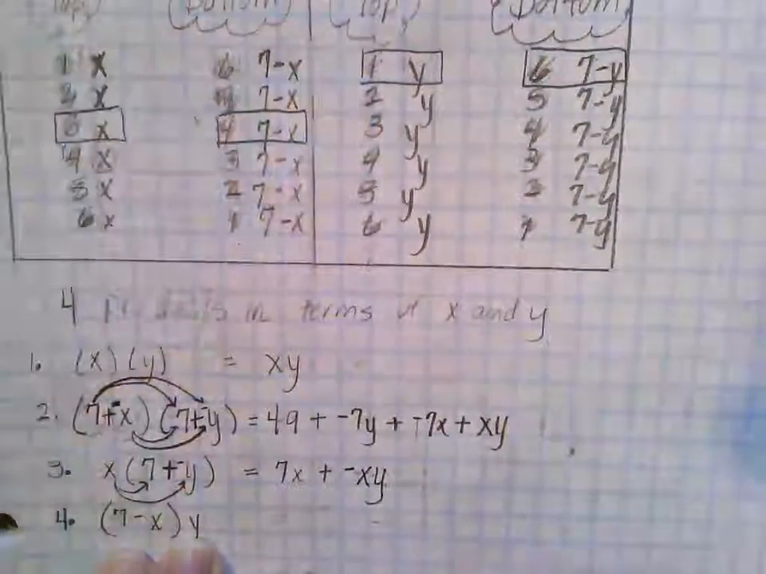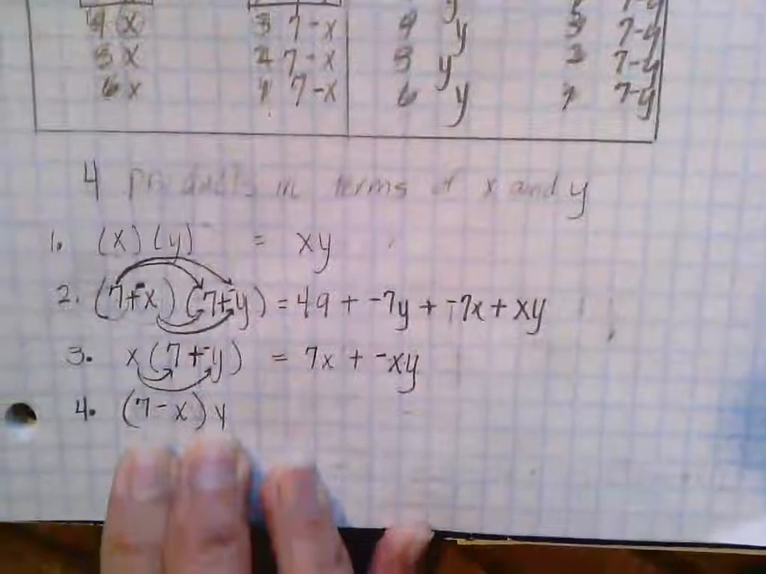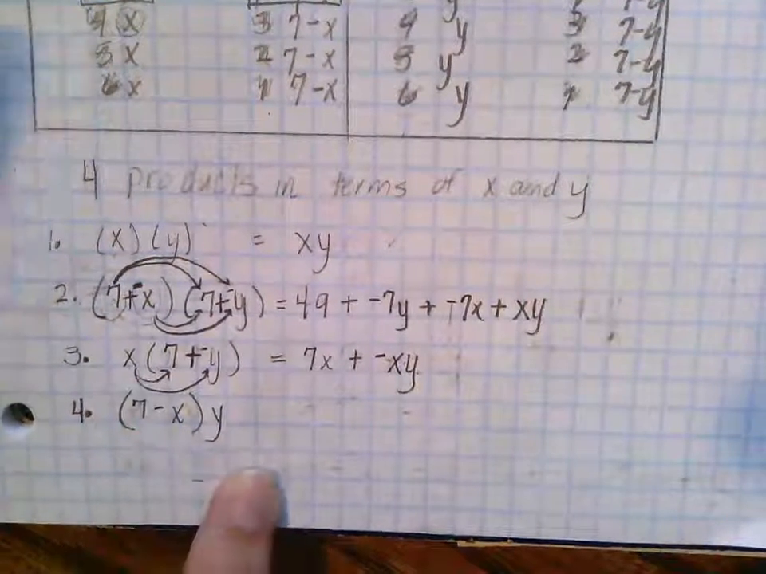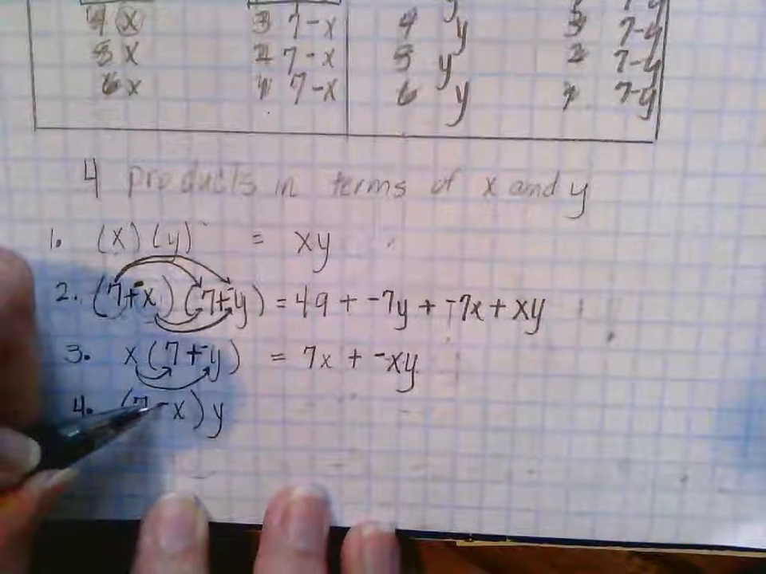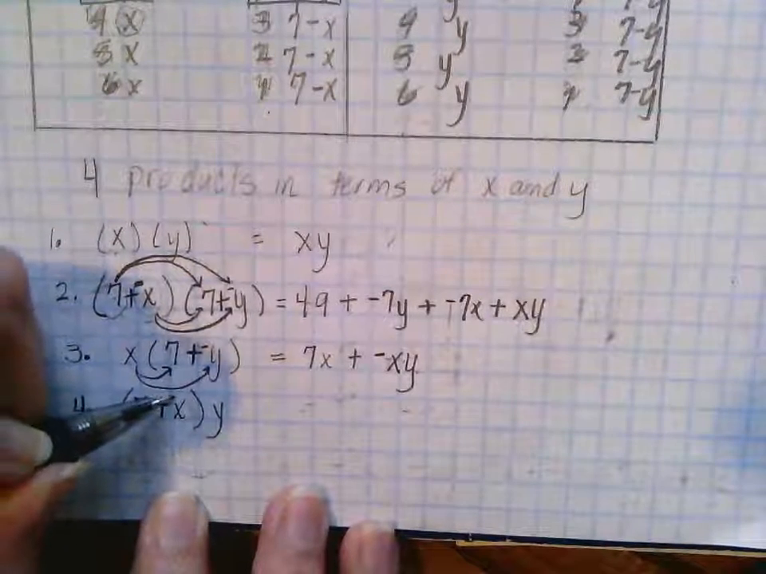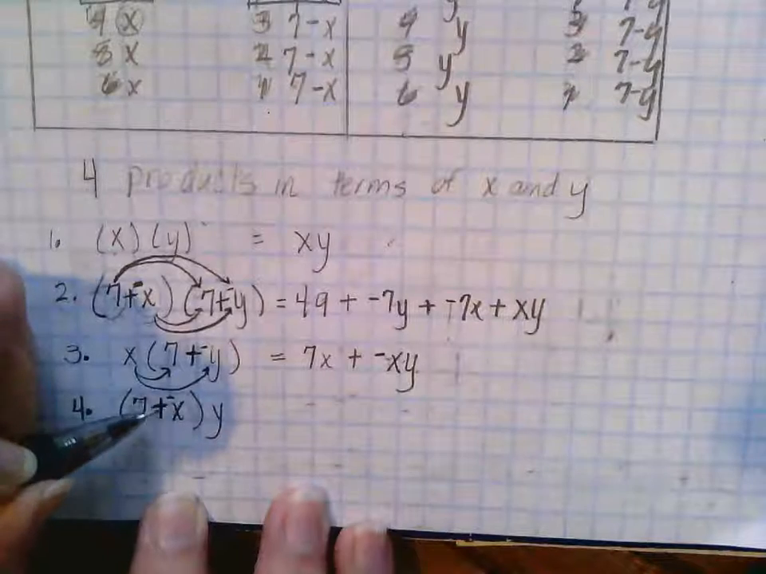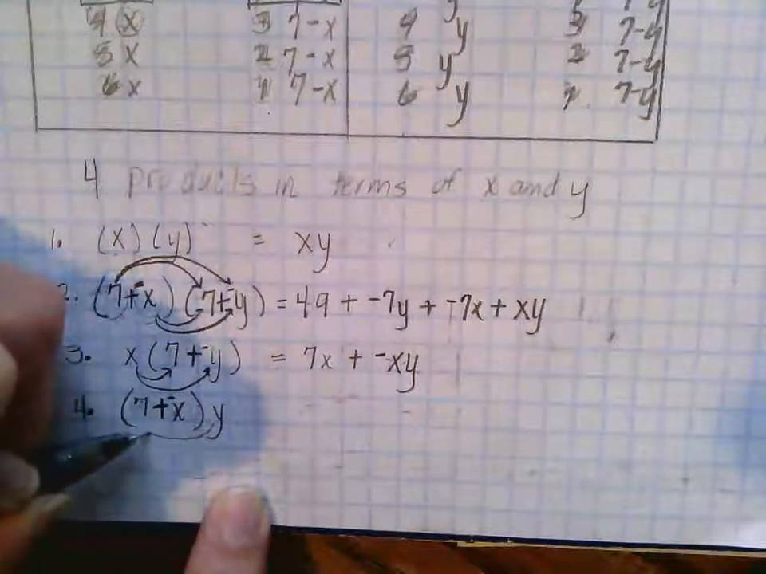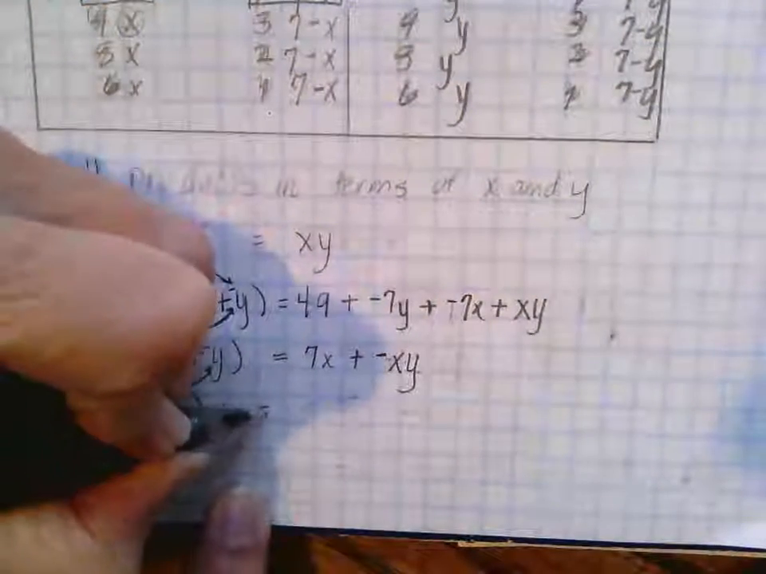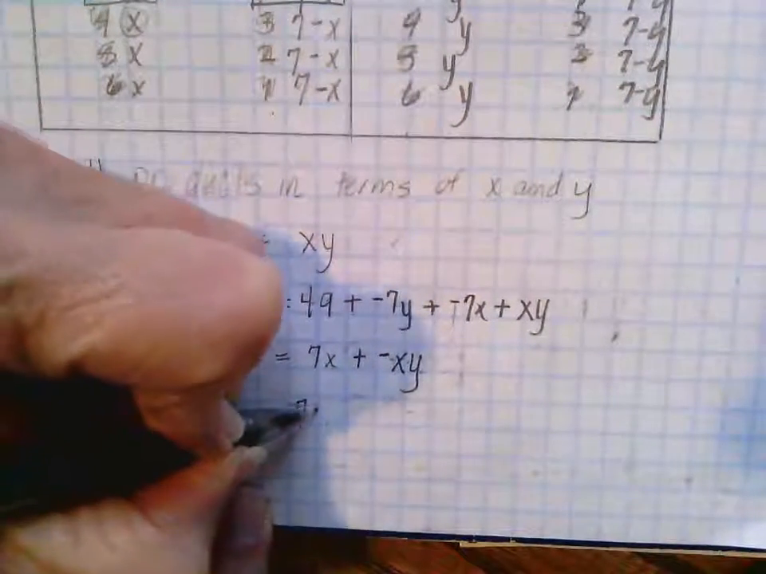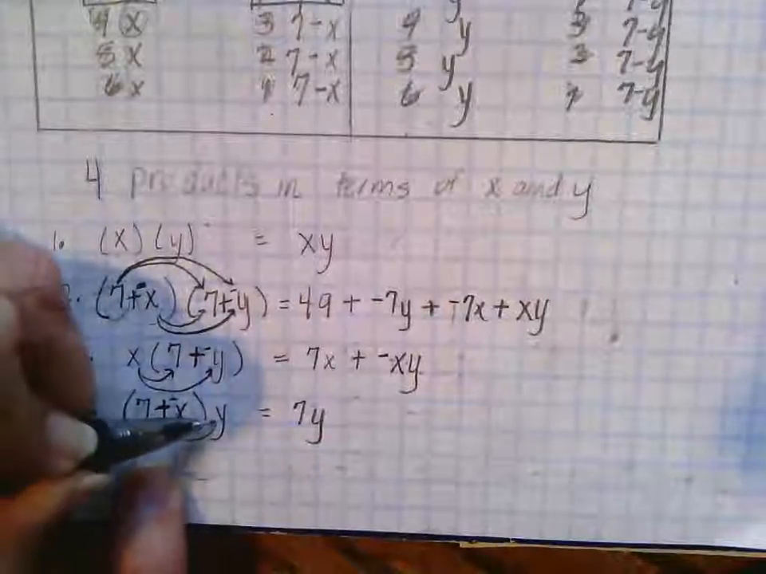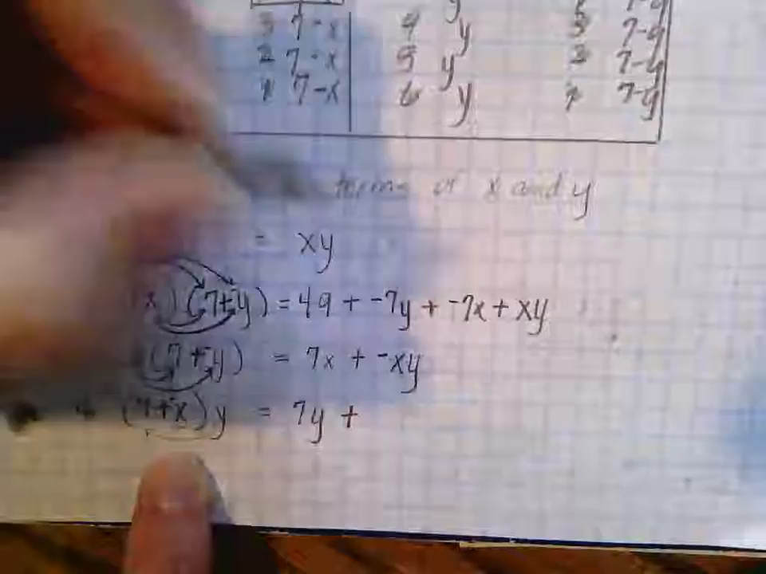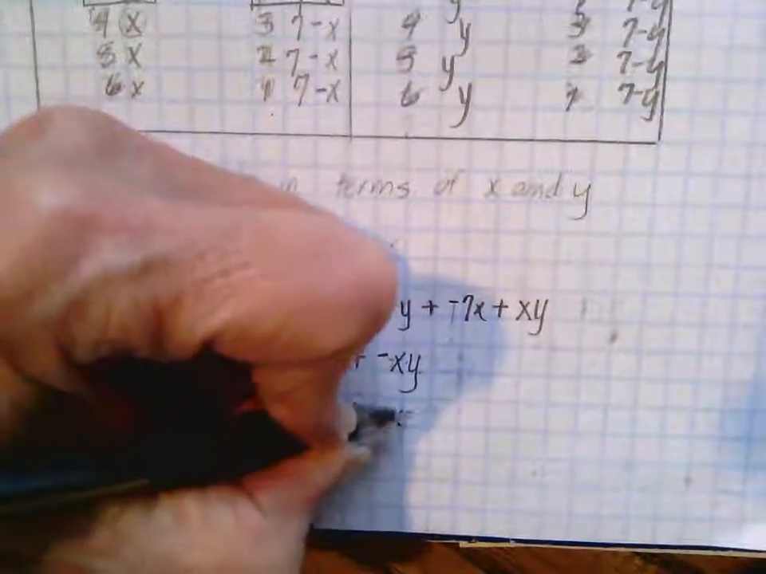And you can put the y in back of the parentheses or in front of the parentheses. Typically you see it in front, but just for purposes of demonstration, I'll just go ahead and leave it in the back. And again, this is a plus a negative x now. So I'm just going to distribute that, and I'm going to get 7y, and y times a negative x is going to be negative xy.